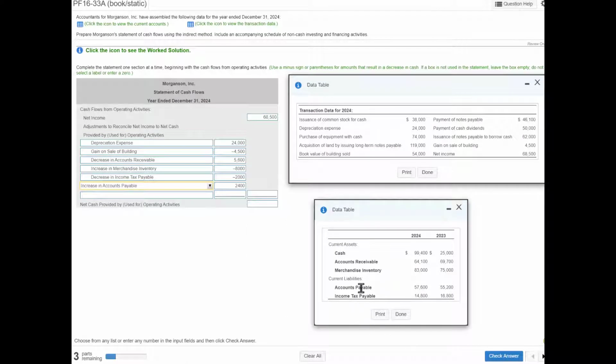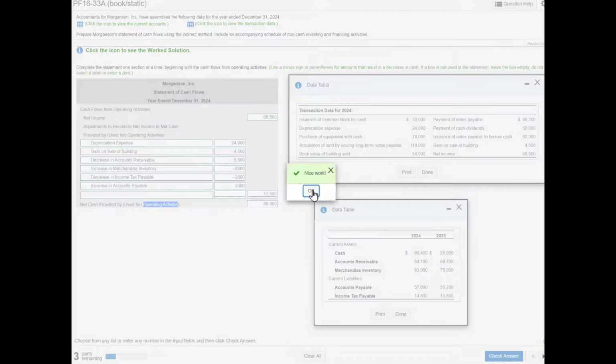Let's see. And that's it. So what we're going to do is we're going to sum these. So take 24,000, subtract 4,500, add 5,600, subtract 8,000, subtract 2,000, add 2,400, and you get 17,500. Then we're going to take 68,500, add 17,500, and we get positive $86,000 cash flow from operating activities, which is the most important section of the statement of cash flows and is a good sign. Nice work.